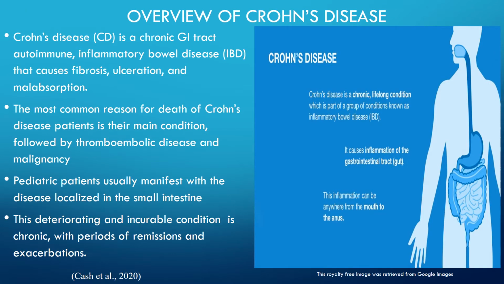Overview of Crohn's disease. Crohn's disease is a chronic GI tract autoimmune inflammatory bowel disease that causes fibrosis, ulceration, and malabsorption. The most common reason for the death of Crohn's disease patients is their main condition, followed by thromboembolic disease and malignancy. Pediatric patients usually manifest with disease localized in the small intestine. This deteriorating and incurable condition is chronic, with periods of remissions and exacerbations.